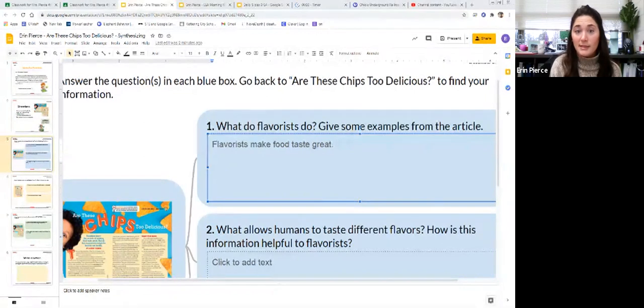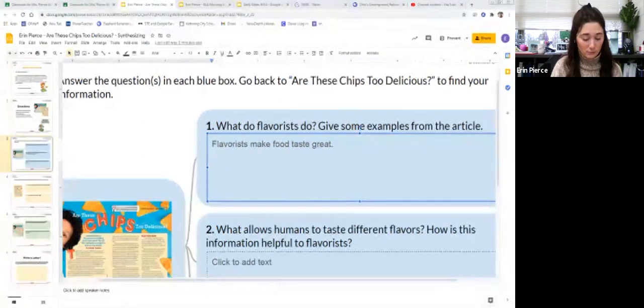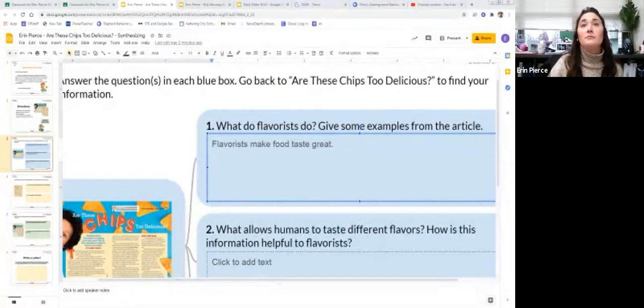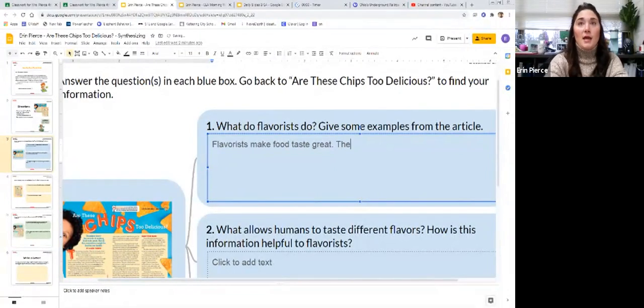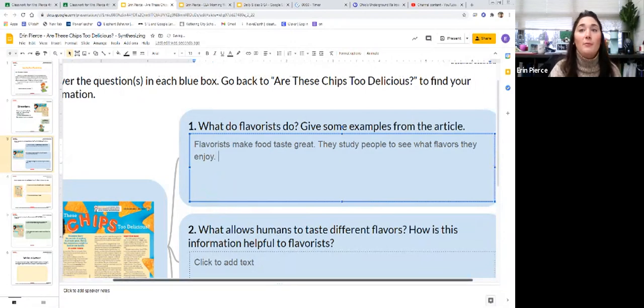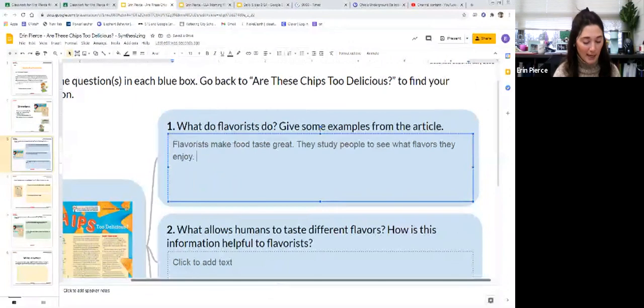Kira, what is an example? They study us to see what we like. They study people to see what flavors they enjoy. I kind of like enjoy more than just the word like, but that is the same thing if you want to put like.